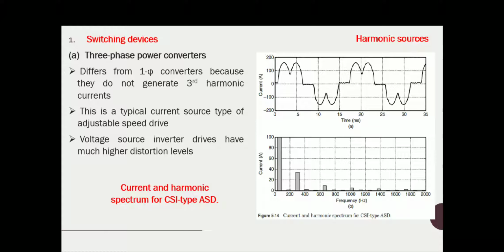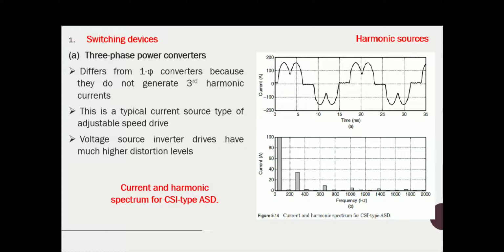Three-phase power electronic converters differ from single-phase converters because single-phase converters mainly generate third harmonic current, but three-phase converters do not generate third harmonic currents. This is a great advantage because third harmonic current is the largest component of harmonics. However, they can still be a significant source of harmonics at their characteristic frequencies.